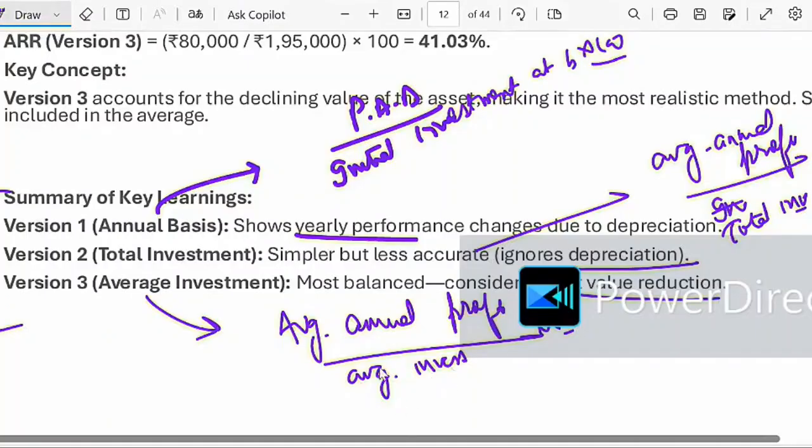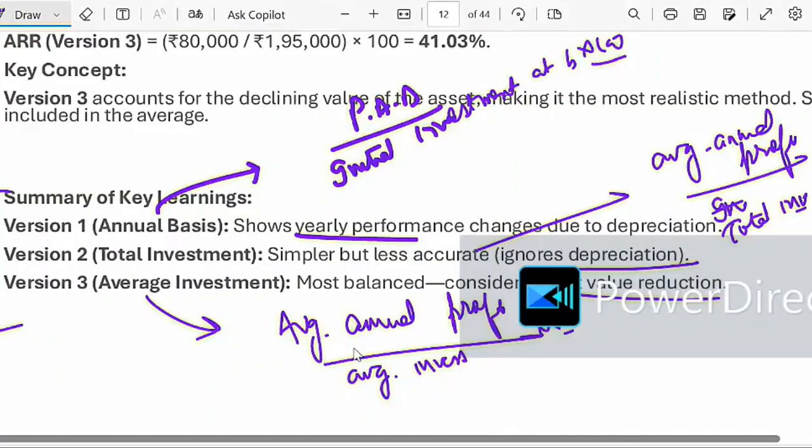Please tell me, are these three versions clear? Because a question will be asked. One case study is sure to be asked every year from this ARR, accounting rate of return. It checks your understanding. Whenever the ARR for a single year is asked, for year one, year two, year three, go for version number one. Whenever average investment is asked, go for version number three. And whenever total investment is asked, go for version number two. So just one case study. I hope it is clear.